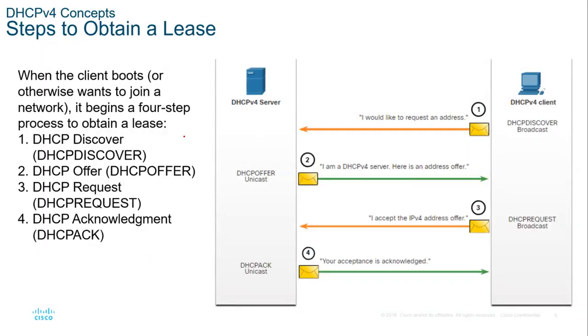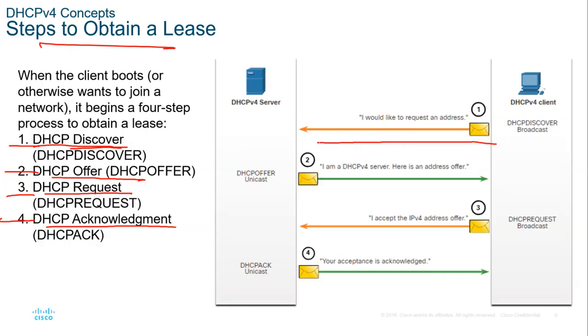So the steps to obtain the lease, there are 4. We have 1, 2, 3, 4. The first one is DHCP discovery. We have DHCP offer, then DHCP request, and then DHCP acknowledgement. So in the first place, it's the end device, the client, that initiates, as you can see. I would like to request an IP address, sending this in broadcast form.